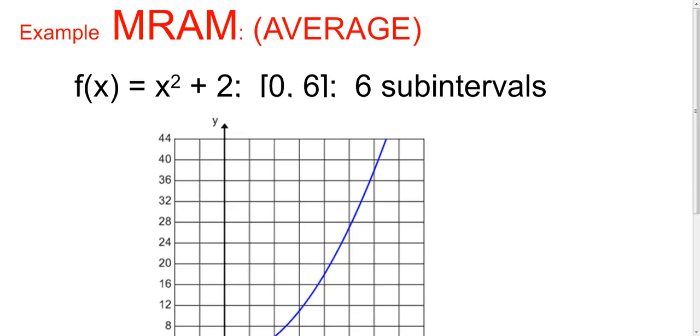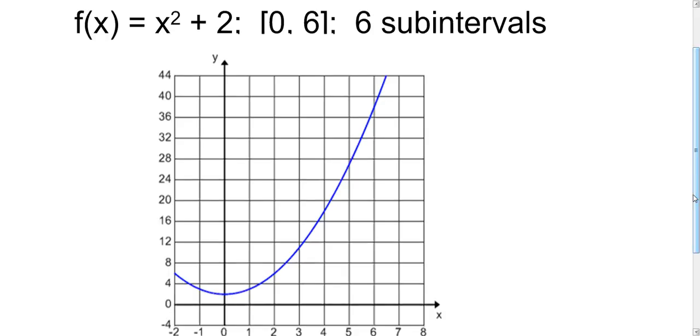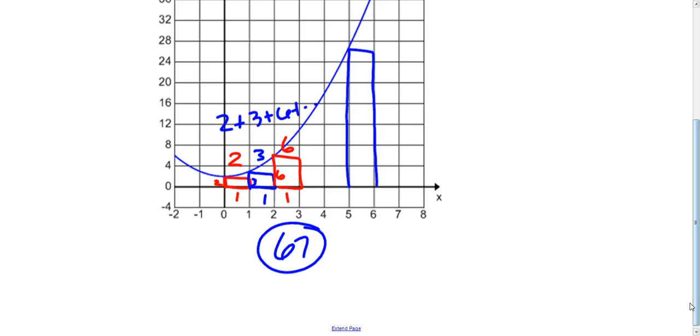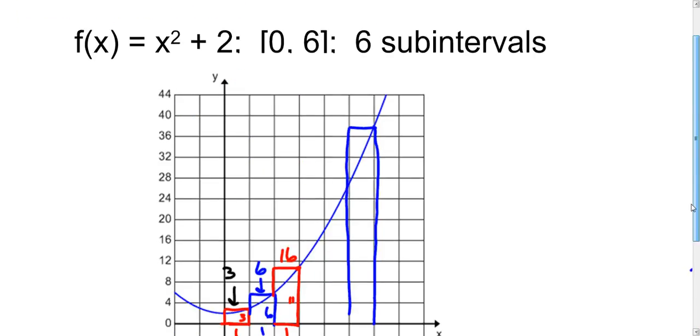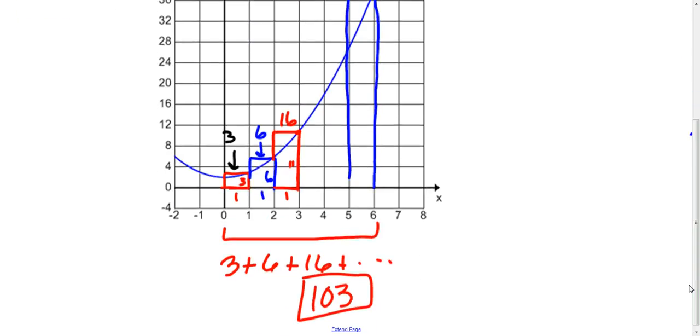Then this next one is asking us to find the mid-RAM. And first of all, I'm going to do this. Clearly, this number is 67. When we did the right RAM, we got 103. Very, very different numbers. The right RAM or the left RAM, either one, depending on which direction the curve goes, but one is going to very much overestimate the area under the curve, and one of them is going to underestimate the area under the curve.